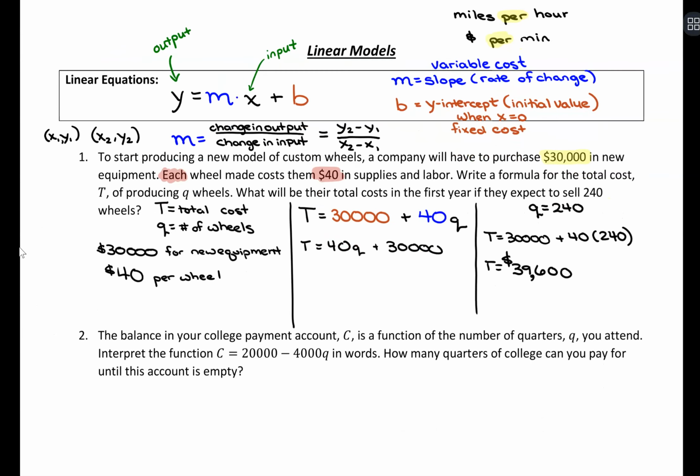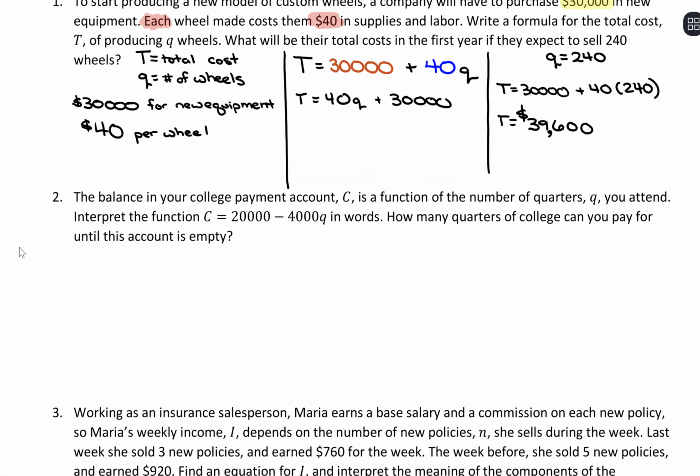So with that one, they gave us the numbers directly for what that slope is and what that y-intercept is. Or in terms of y equals mx plus b, they gave us m, they gave us b, where b was this fixed cost and m was described as a variable cost. Let's look at another scenario here.